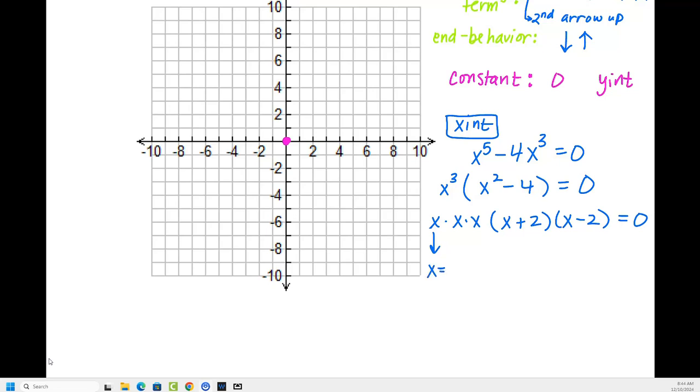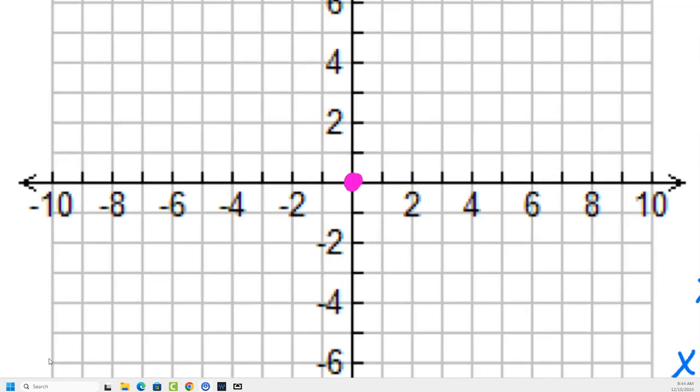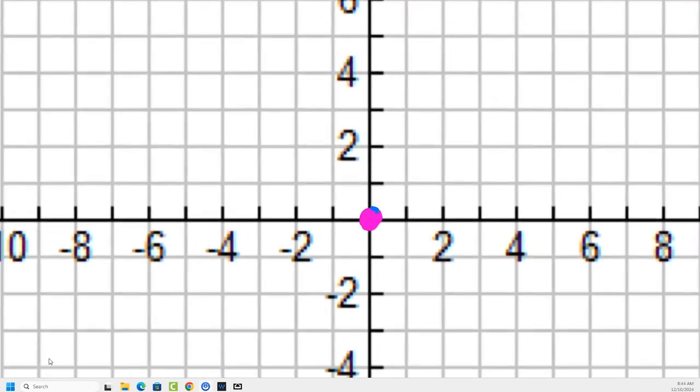So we know that x is equal to 0, but we know that it occurs a second and a third time. Because it occurs 3 times, that has odd multiplicity. If it has odd multiplicity, we know it's going to cross. So I can actually come over here and graph it. Notice that it's already graphed because of the x-intercept and the y-intercept, right? So I know it's going to cross here.